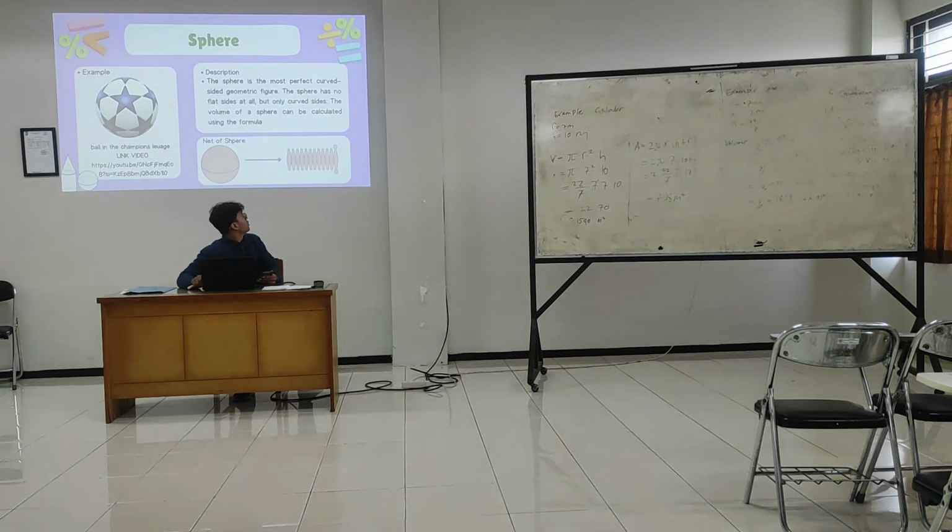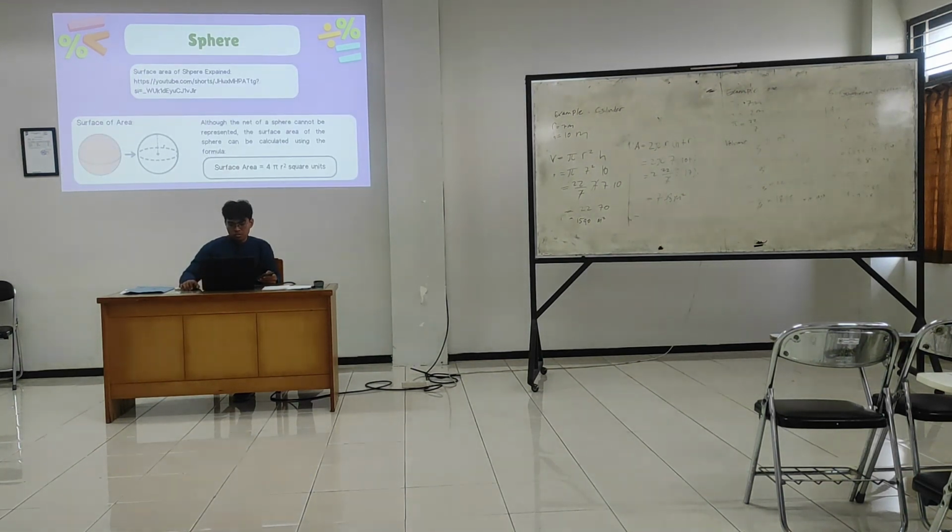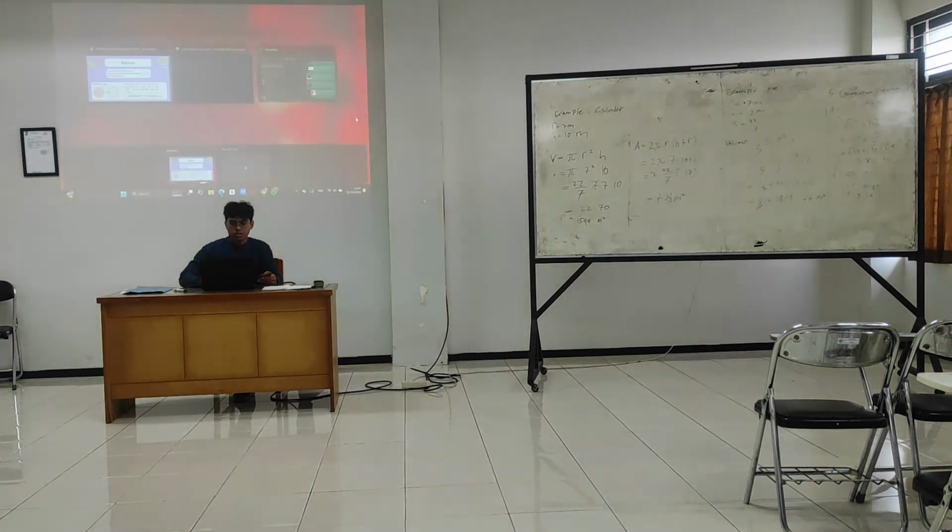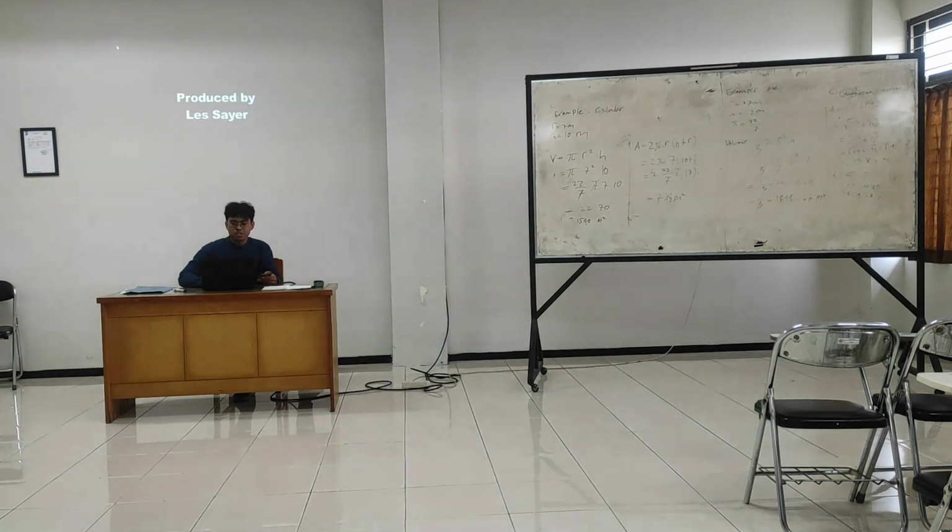This is the net of the sphere. So it is a sphere when it's divided into tiny pieces. Also, the net of the sphere cannot be represented. The surface area of the sphere can be calculated using the formula: surface area equals 4 pi r squared units. So here is the video explanation of the surface area of the sphere.